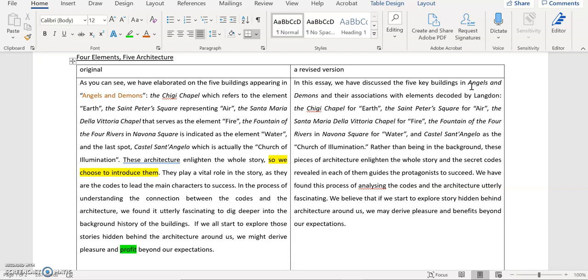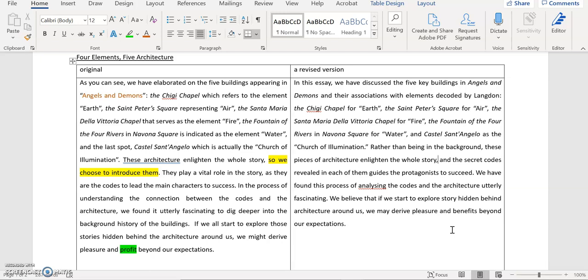And then, as you can see in the list of items here, I just use a very simple structure like the Chigi Chapel for earth, and that's it. And then in the next sentence, I say, rather than being in the background, these pieces of architecture enlighten the whole story. The secret codes revealed in each of them guide the protagonist to succeed. So here, I modify the wording. Basically, I retain the idea you want to convey, but I change it slightly.